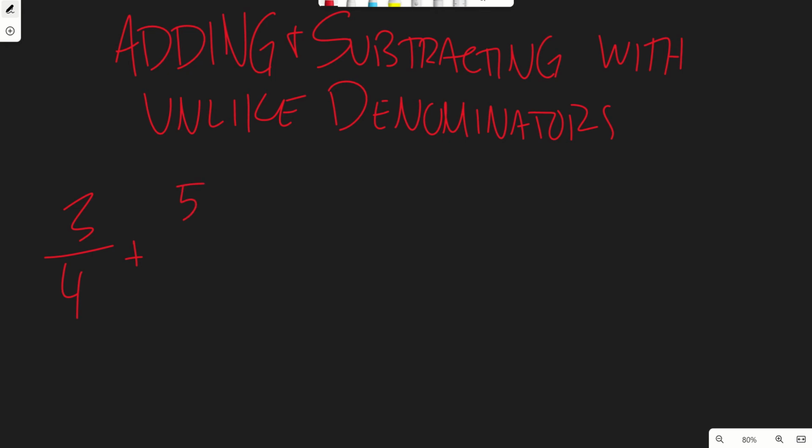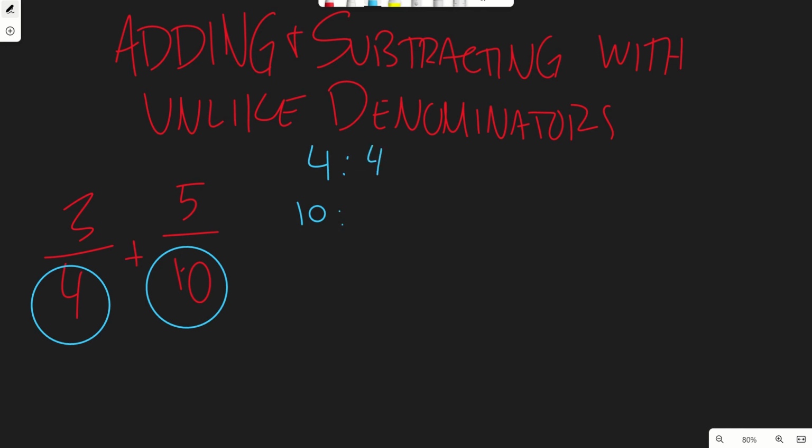3/4 plus 5/10, we want to get our denominators to be the same. Now, the way you do that is you want to look at your denominators and say, what is my least common multiple of 4 and 10? If I start multiplying a list of 4 and a list of 10 out, where's the smallest thing those will get to?